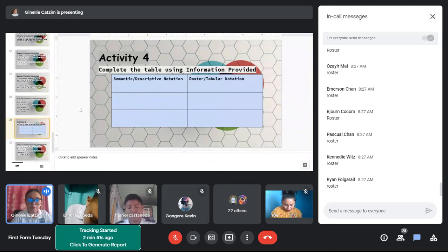If you are finished copying the table, please tell me so I can move on to the next slide. Just copy the table. We are not filling the table right now. We are just copying it.